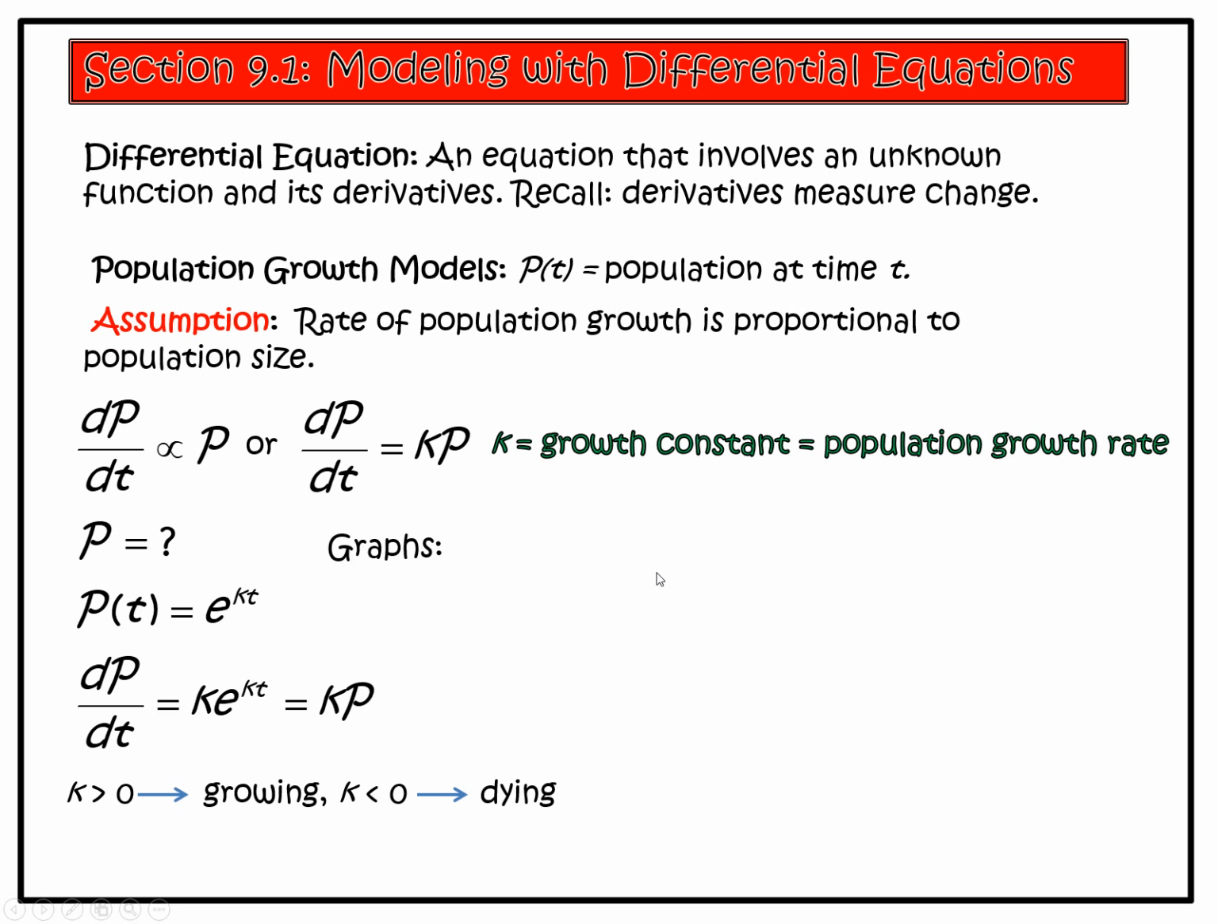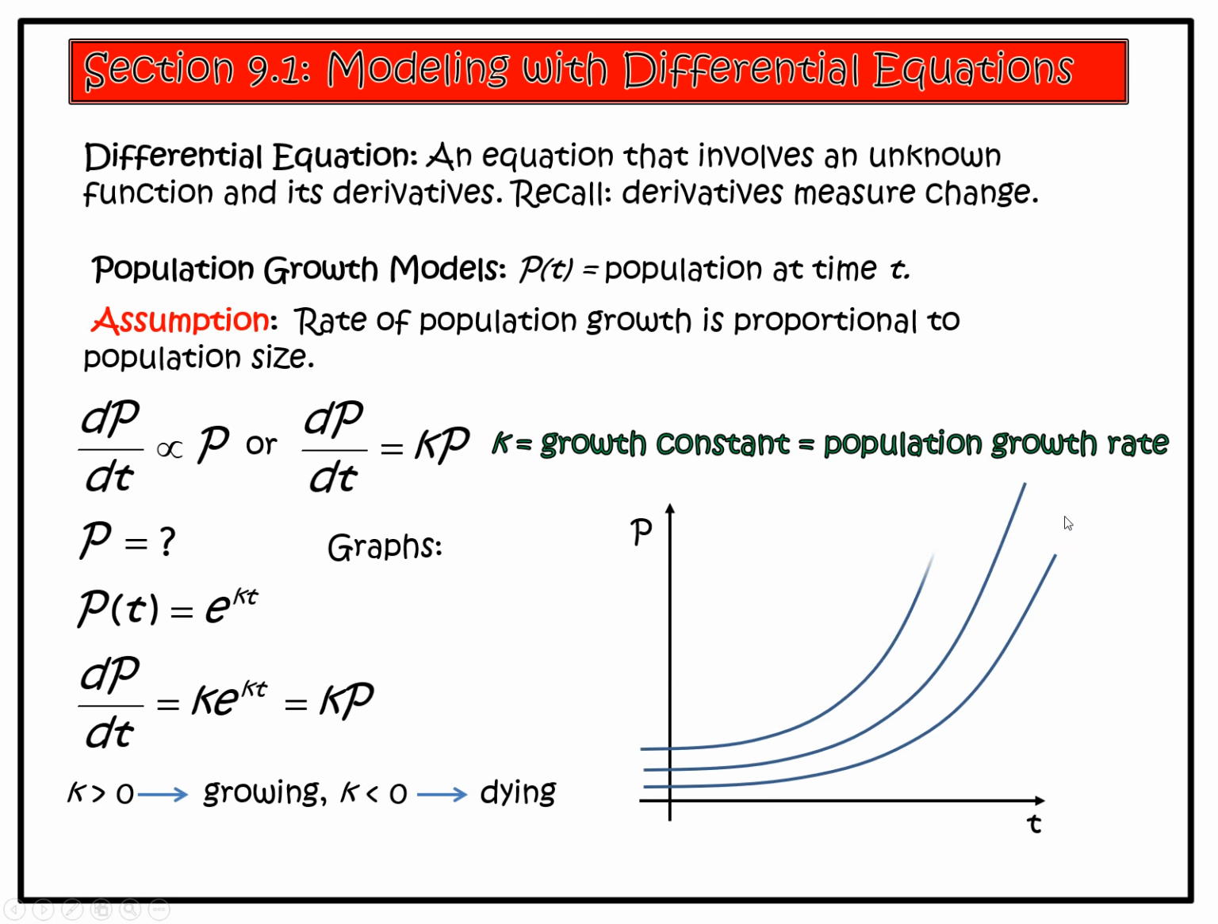Now, we might ask, what do the graphs look like for e to the kt? Well, here's population on the vertical and time on the horizontal. And remember that exponential graphs start out growing slowly and grow faster as time goes on. So here's some possible exponential graphs. And then this value right here on the y-axis is your initial population.